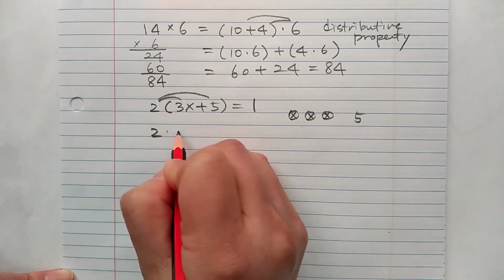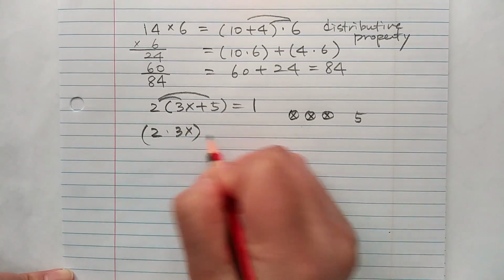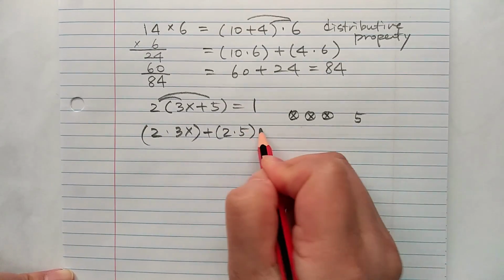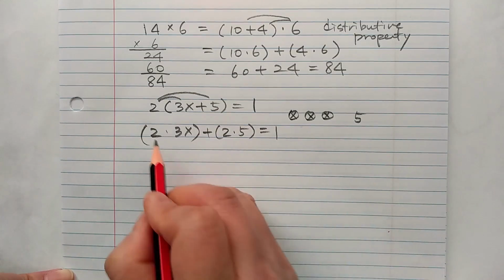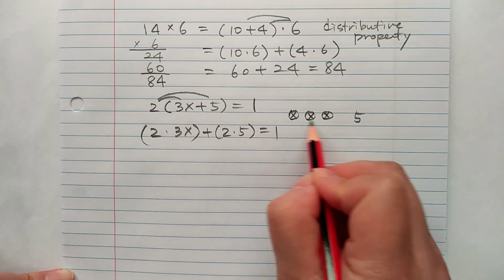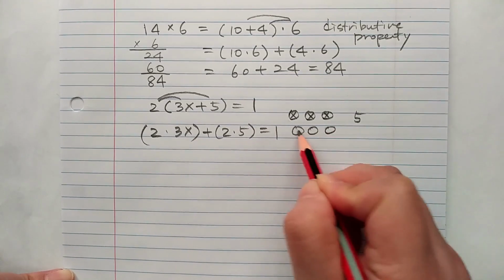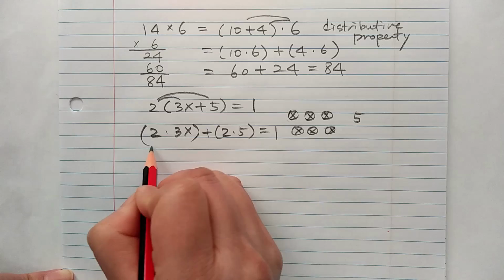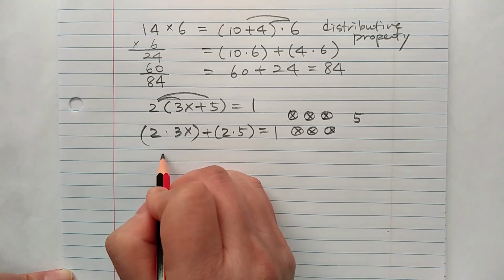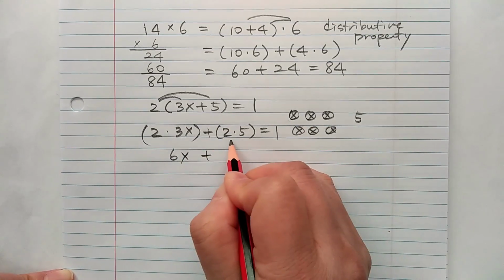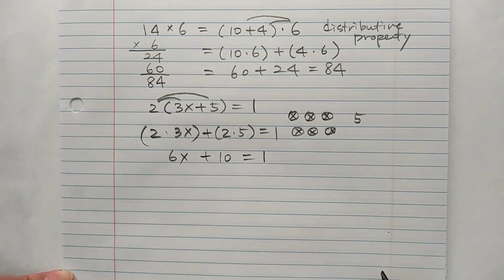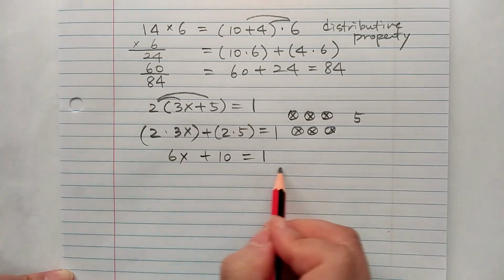So 2 times 3x plus 2 times 5 is equal to 1. 2 times 3x means there are 3 x's here, and there are 2 of them. So 2 times 3x is you just multiply those front numbers. 6x plus 2 times 5 is 10 is equal to 1. Now, we know how to do this.